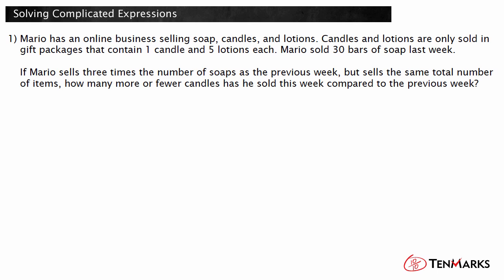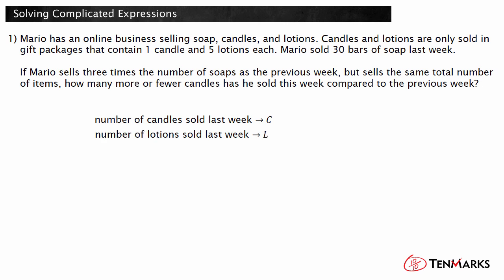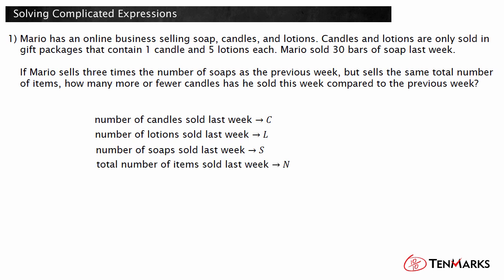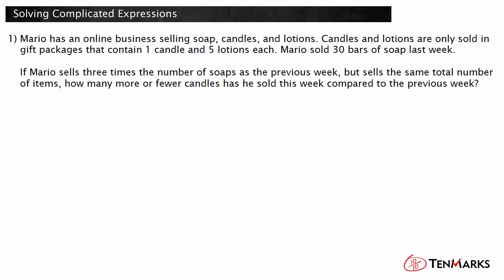First, you need to identify the variables. Let's call the number of candles sold last week C, the number of lotions sold last week L, and the number of soaps sold last week S. Let's call the total number of items sold last week N. Our expression is C plus L plus S equals N.